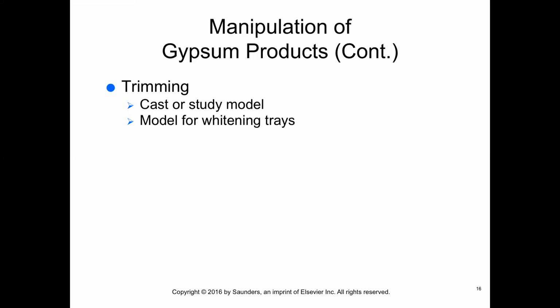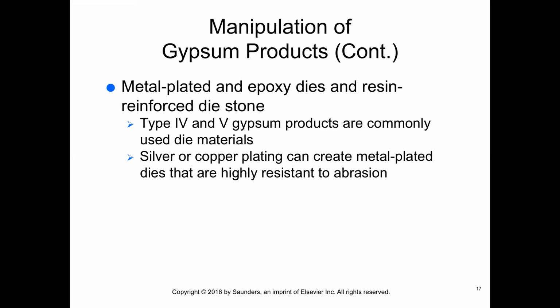Casts used to make whitening trays are trimmed down much further than traditional casts, and symmetry is not a concern with casts used to make whitening trays. Type 4 and 5 gypsum are commonly used for die materials. They are very hard, but they are susceptible to abrasion during carving of wax patterns.